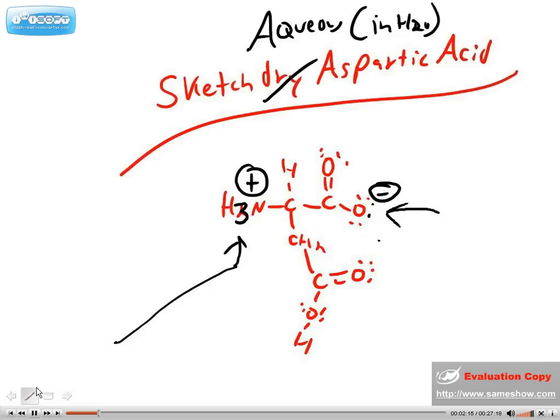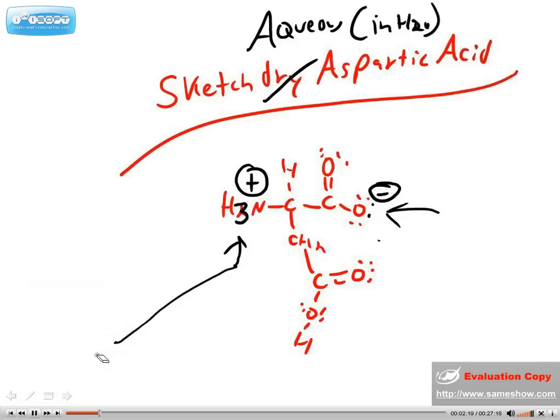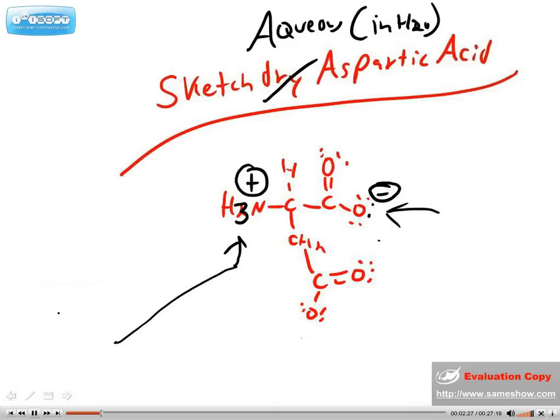The only other thing I need to change is the very bottom, because this is an acidic amino acid. It's going to give off its hydrogen, forming a negatively charged carboxylate anion. So even though these are balanced out, the very bottom is going to have a negative charge.